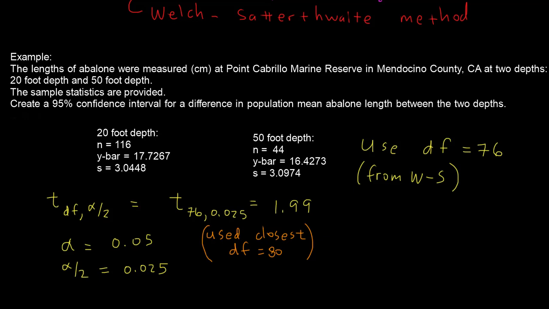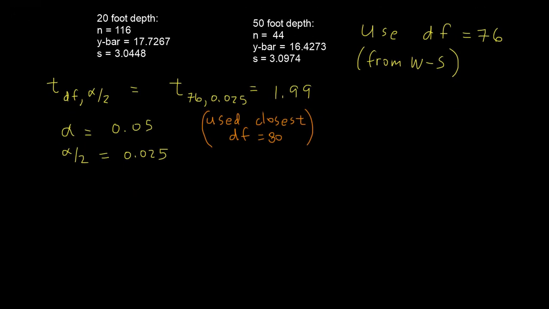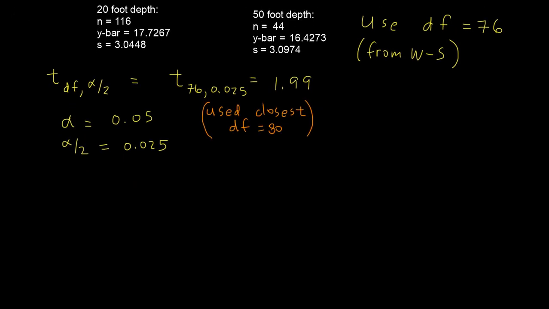Okay, so now we've got all the components we need to construct this confidence interval. So I'm going to give myself a little bit more space here. I need to see the sample statistics. I think we're ready to go. So I'm going to consider my 20-foot depth as the sample number 1. Maybe I'll write number 1, and this will be my group number 2. Doesn't really matter, but it's just nice to keep things straight.